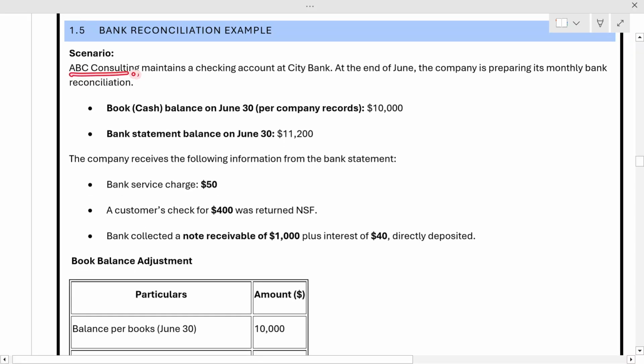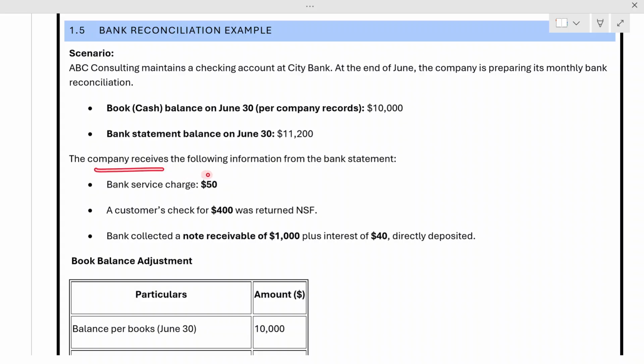So there is a consulting company which maintains a checking account at Citibank. So the account of the company is in Citibank. At the end of June, the company is preparing its monthly bank reconciliation. Now, in the books, the balance as on June 30th, as per the company's record, is $10,000. But in the bank statement, the balance as on 30th June is $11,200. So there is a difference of $1,200 here.